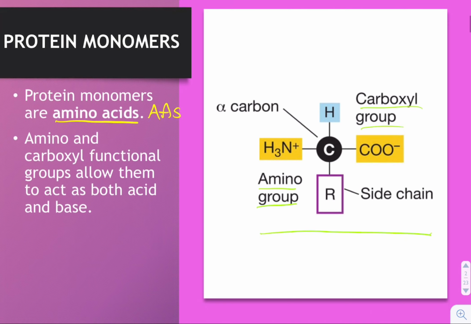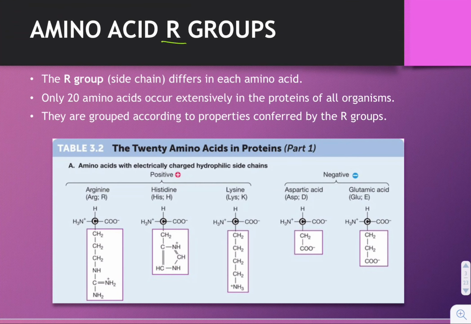So, amino acid R groups. Remember R groups, the other stuff. The R group is the side chain, and it's going to differ in each amino acid. There are only 20 amino acids that occur extensively in the proteins of all organisms, and they are grouped according to the properties conferred by the R groups.